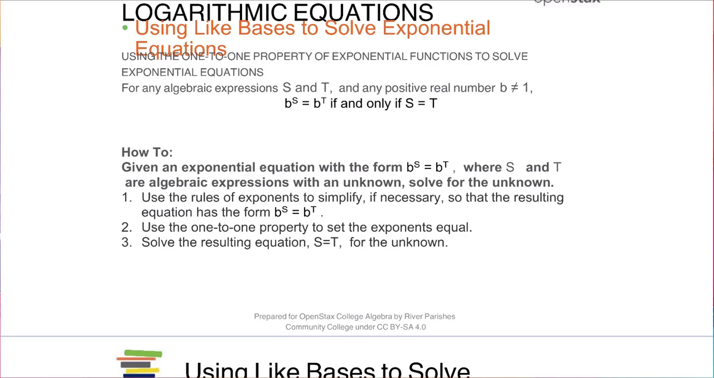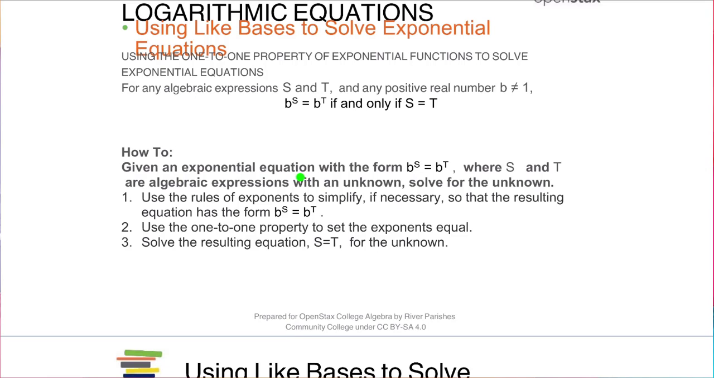Okay, so there's something called a one-to-one property of exponential functions. It says for any algebraic expressions s and t and any positive real number b where b doesn't equal 1, then b to the s equals b to the t if and only if s equals t. So hopefully that makes sense. This b to the s can only equal b to the t if both bases are the same, and only if s and t are equal to each other as well. So we can use that fact to help us solve certain exponential equations.